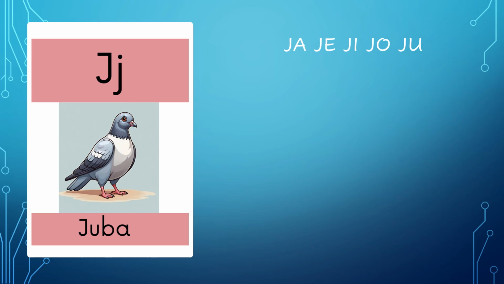The next letter is J. In Zulu, it would sound like ja, je, ji, jo, ju. An example of this would be juba, which means pigeon.